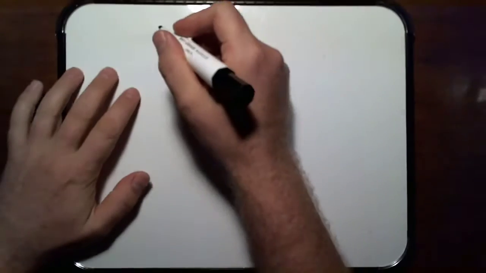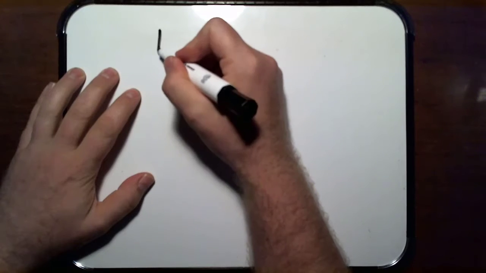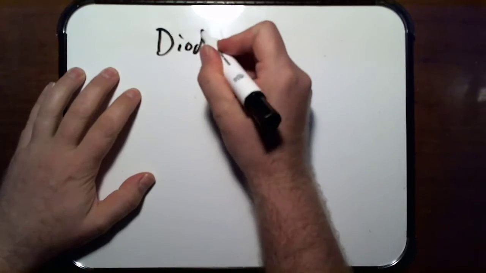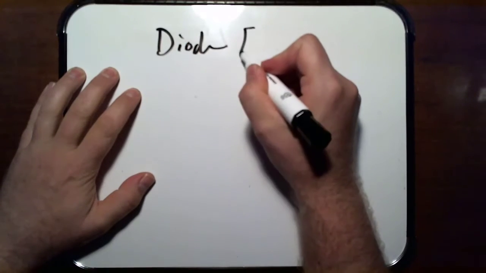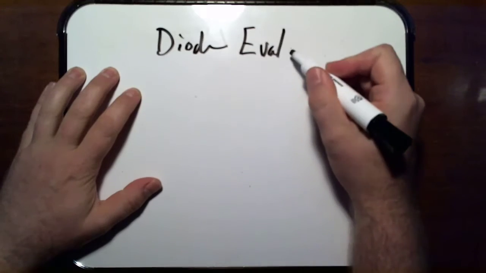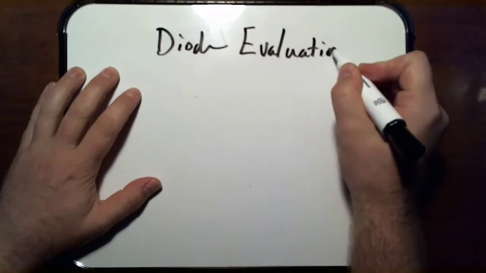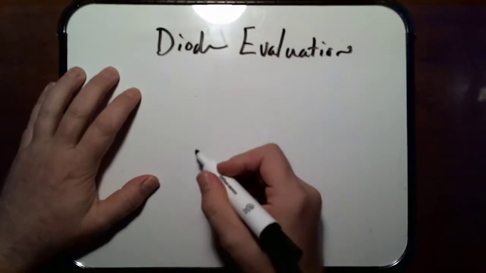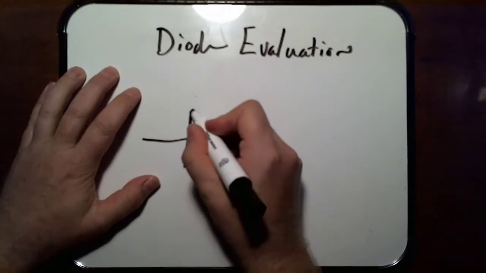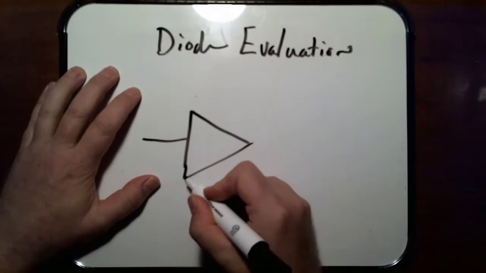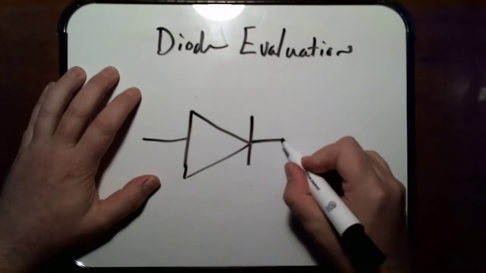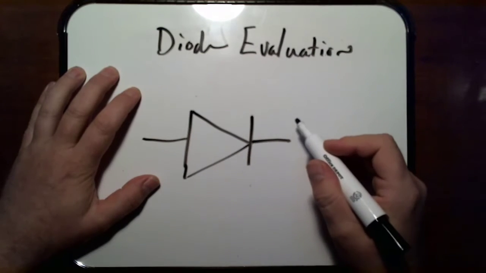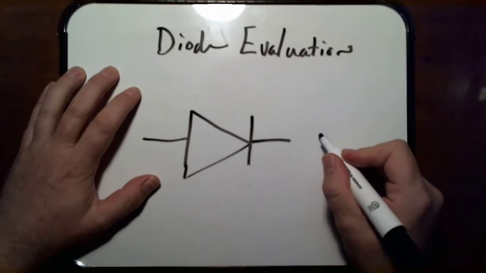All right, let's do some worked examples. And this would be our diode evaluation. When we look at a diode, we have to be aware that it's going to be put in a circuit.